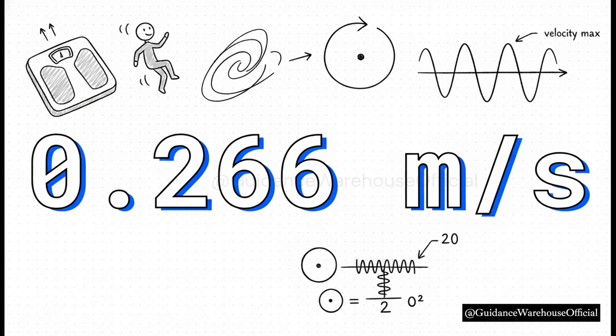Let's actually look at the result for that person stepping on the bathroom scale. Their maximum velocity during that tiny bounce comes out to exactly 0.266 meters per second. We found that just by applying the exact same relationships between circular velocity, amplitude, and the spring constant we were just talking about. It's honestly pretty wild to realize that theoretical math can pinpoint the exact speed of a tiny bounce on your normal everyday bathroom scale.